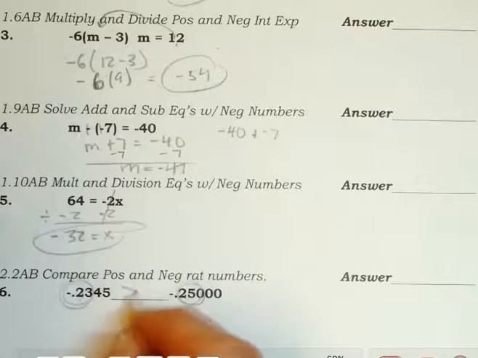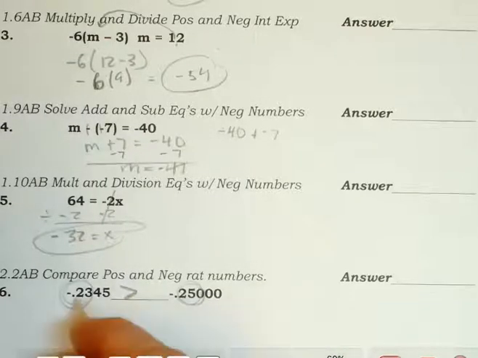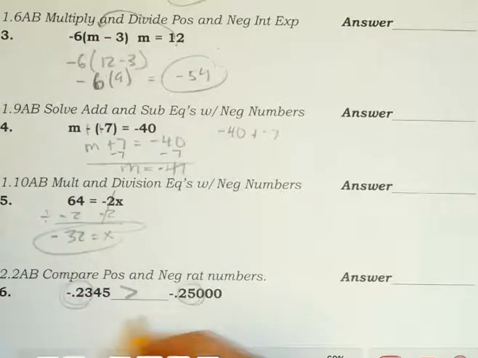So this one is actually bigger. This is like owing somebody 25 cents. This is like owing them 23 cents. Less negative, so this is greater than.